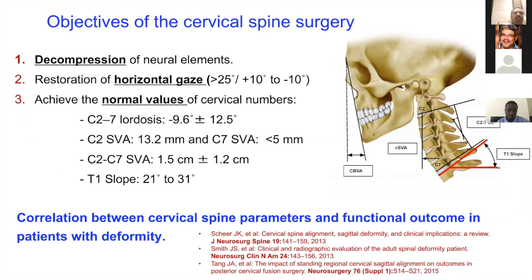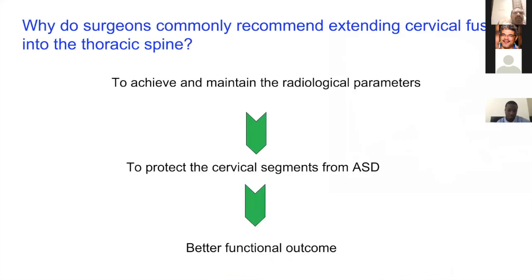So the goals of cervical spine surgery are not only decompression, but also to achieve the normal values of the cervical numbers. There's a strong correlation between cervical spine parameters and functional outcome in patients with deformity. So restoring the cervical spine parameters is one of the main goals of any type of surgery. And that's the reason why surgeons commonly recommend extending cervical fusion into the thoracic spine.